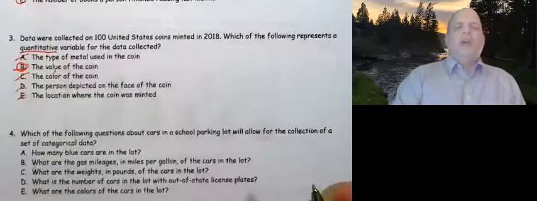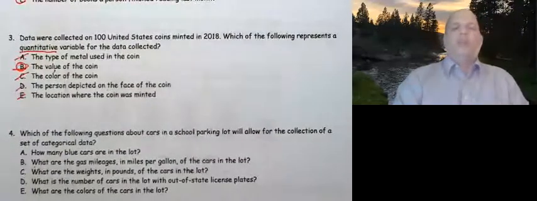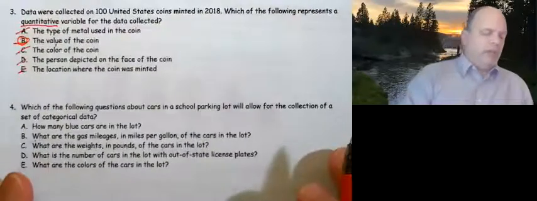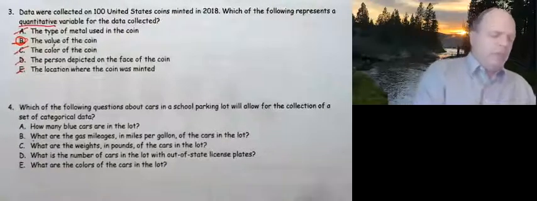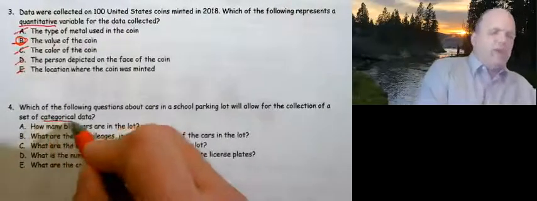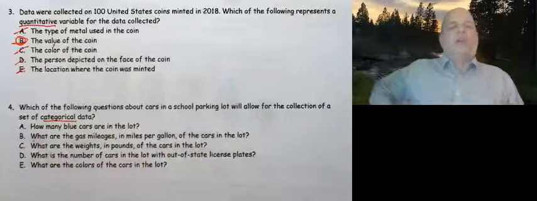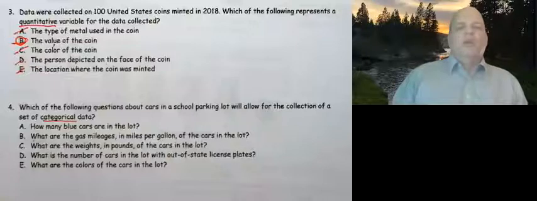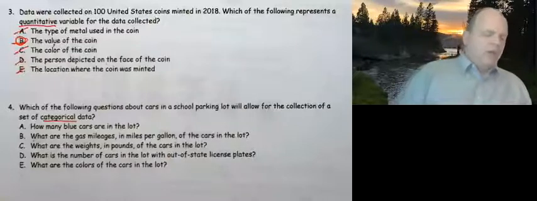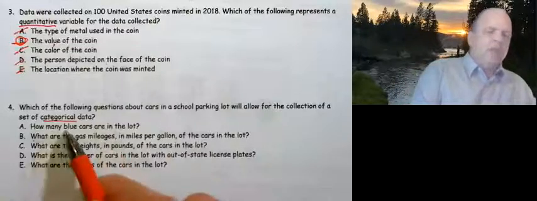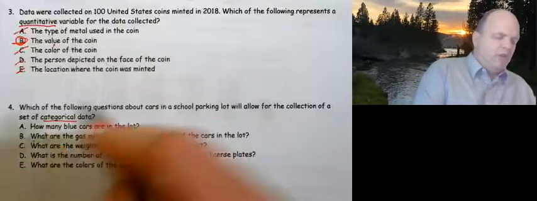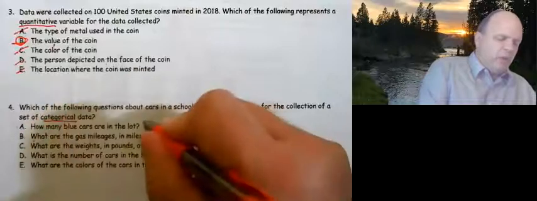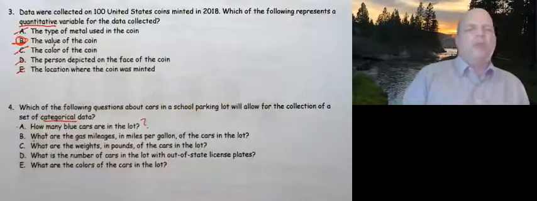Which of the following questions about cars in a school parking lot will allow for us to collect a set of categorical data? So now we're looking for non-numerical data. We're looking for data that describes a characteristic or quality that's non-numerical in nature. Well, how many blue cars? Believe it or not, even though we're looking for blue, it says how many, which is a number. So this is probably not our best one, but we'll put a question mark by it because it's numerical.